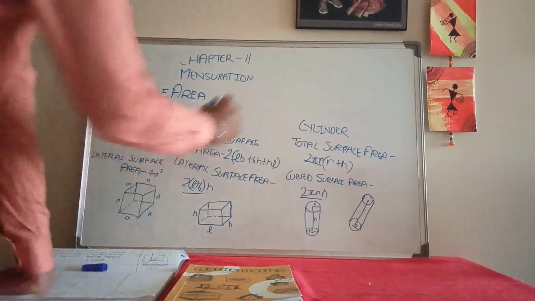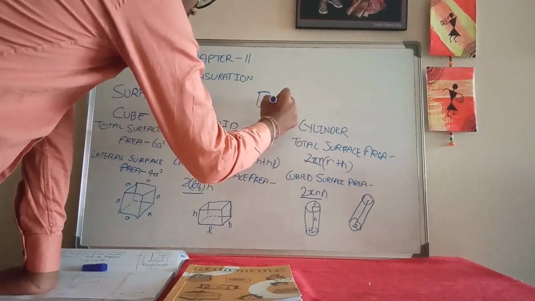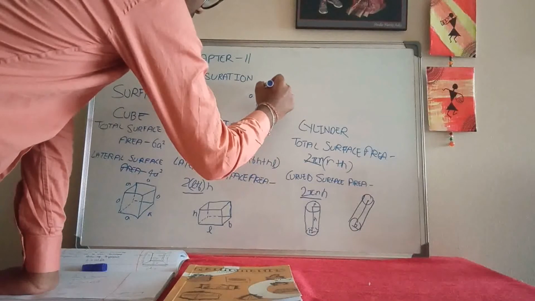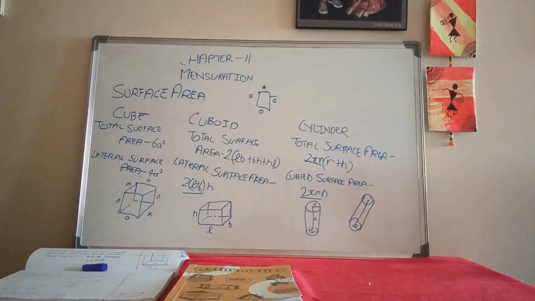For example, when we talk about a cube, all sides are equal, right? So that's why even its height is the same as the side. That's why we take it as a square. So this is its surface area. We'll be seeing how this is used in day-to-day life.